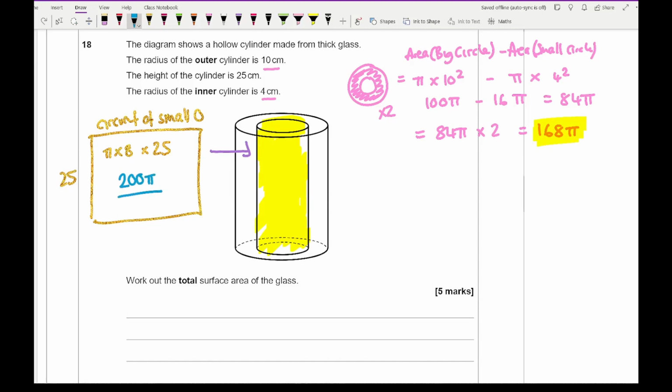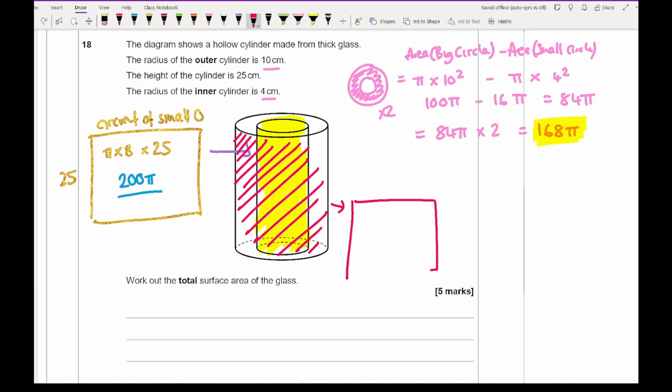Now the next thing for me to work out is what this external rectangle, the outer rim, is going to be. So that one is again going to be 25, but this time the length is going to be the circumference of the big circle. So for this, again, pi times d, the diameter of that big circle is going to be 20. So it's going to be pi times 20 times 25. And if I type that all into my calculator, I get 500 pi.